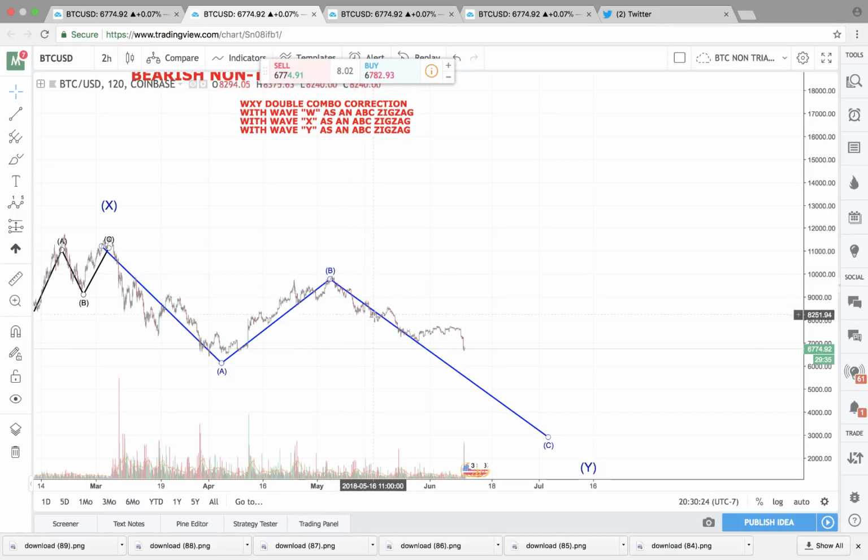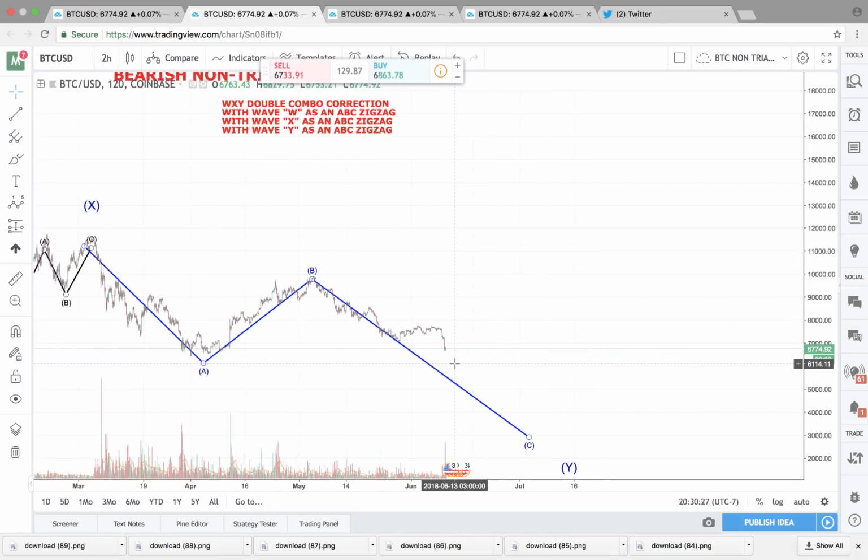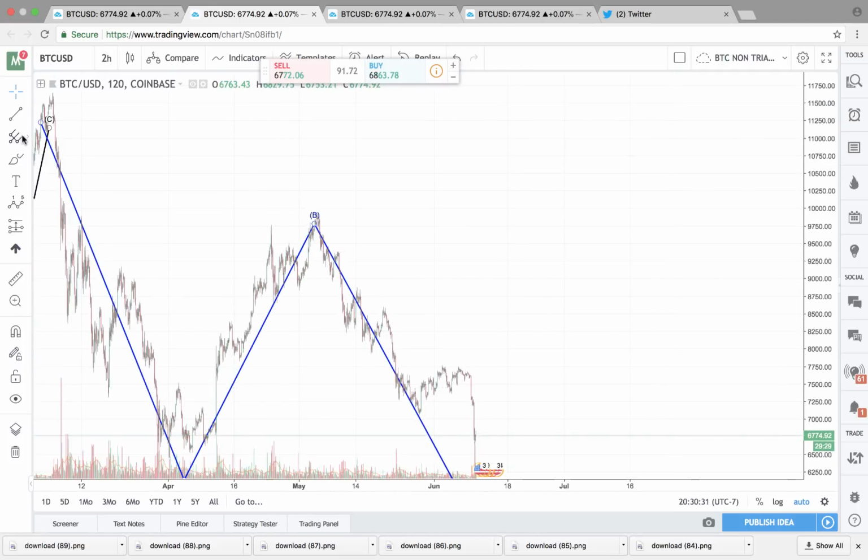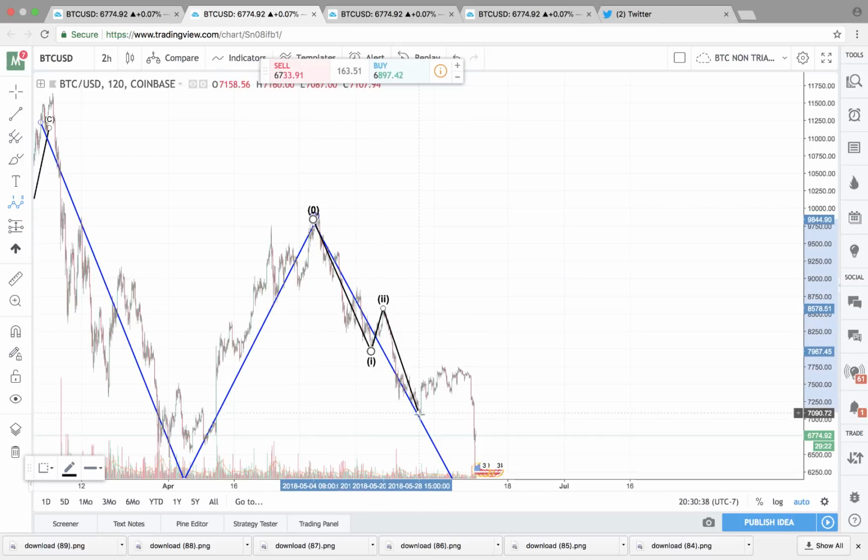So assuming this is a 5-wave impulse structure here, let's just look at it a little bit more closely. So if we're going to count it here, we're going to make it a 5-wave count. And it's actually a really clean count here that we can come up with. But it's going to look something like this.